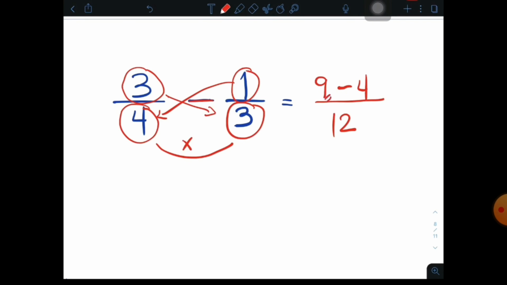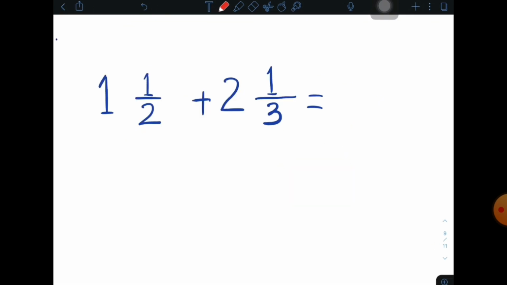So, we will subtract 9 minus 4, the answer is 5. Copy the denominator, 12. So our answer is 5 over 12. Next example, we have 1 and 1/2 plus 2 and 1/3.